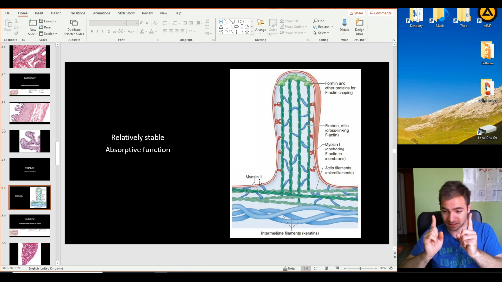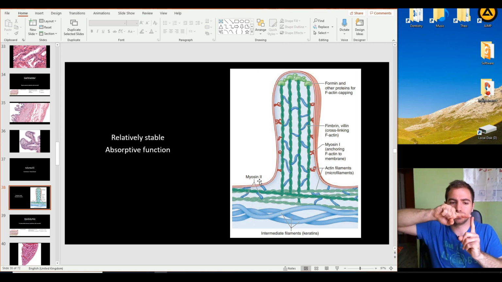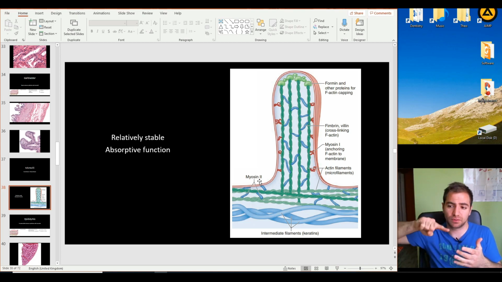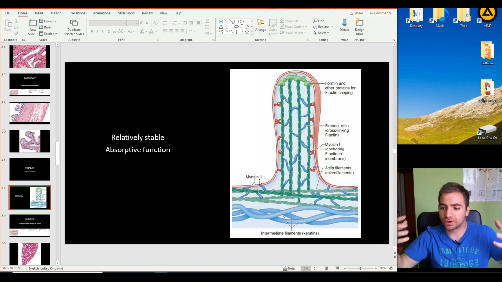If in the same exact distance of 5 millimeters you make these wave-like structures, you increase the surface area dramatically. And because the surface area is proportional to the absorption rate, this is why the cells form this structure: to increase the surface area of the top and to allow much more nutrients and molecules to pass and be absorbed in the cell. So this structure is relatively stable.